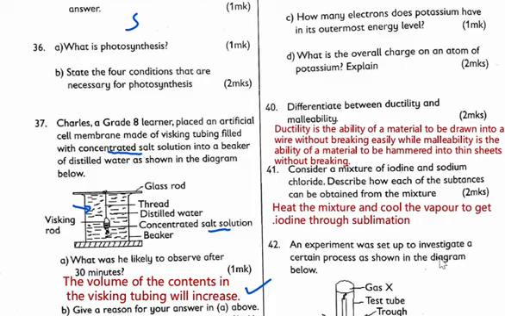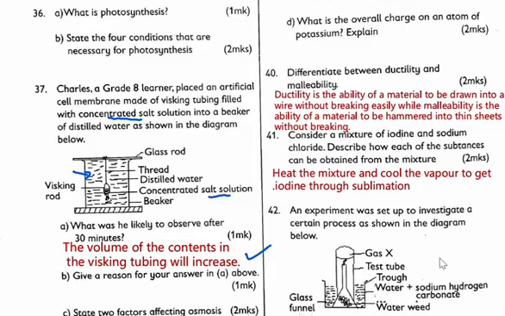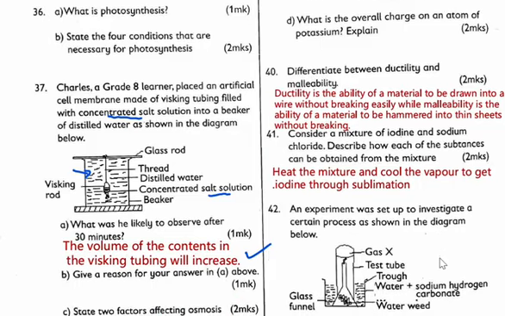That is the observation. What is your reason? The reason is that due to osmosis, we will say water will move from a region of high concentration outside the Visking tubing into the inside, which is less concentrated because of the concentrated salt solution.